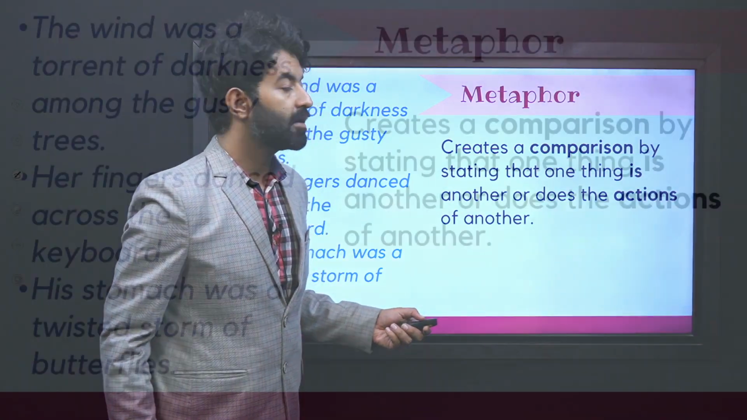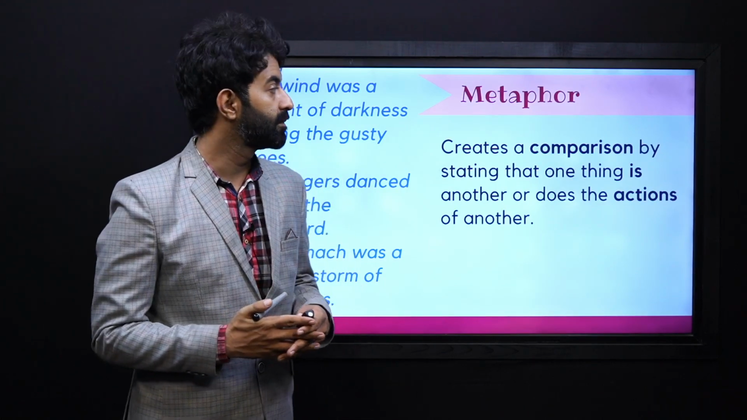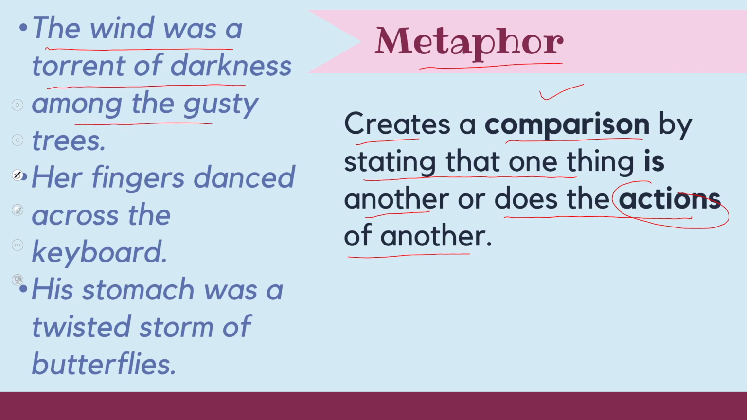Now, another one is metaphor. It's a poetic device. You can call it a literary technique, or poetic technique also. A metaphor creates a comparison by stating that one thing is another or does the actions of another. So this is also a comparison, but we are straight away doing the comparison without using the word like or as. For example, the wind was a torrent of darkness among the gusty trees. So here this is a metaphor comparing the wind with a torrent of darkness directly.